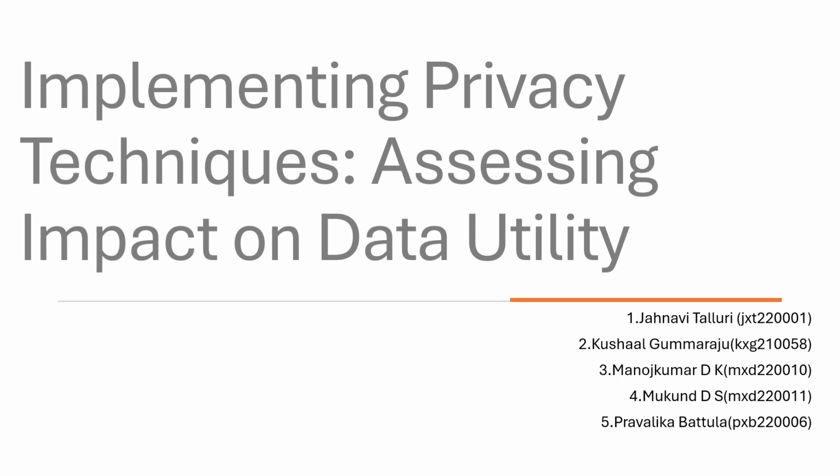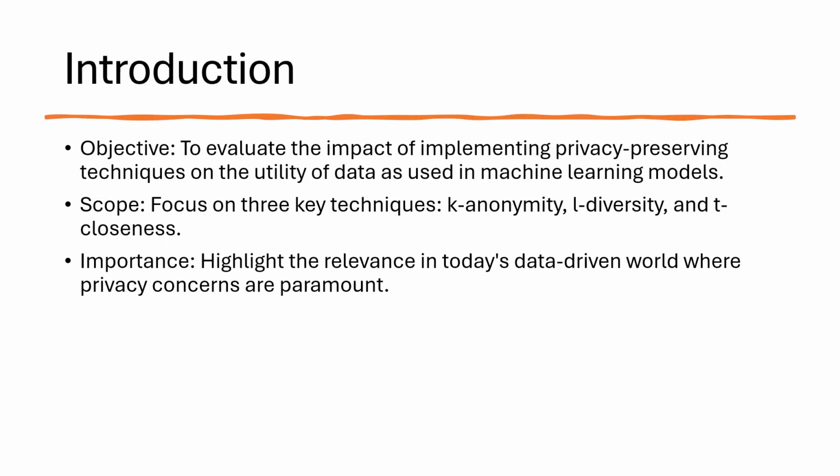The project is about implementing privacy-preserving techniques and assessing the impact on data utility. In this project, we have implemented three types of privacy-preserving techniques on the dataset, which are k-anonymity, L-diversity, and t-closeness. The objective is to evaluate the impact of these privacy-preserving techniques on the utility of the data as used in the machine learning models. The importance is to highlight the relevance in today's data-driven world where privacy concerns are paramount.